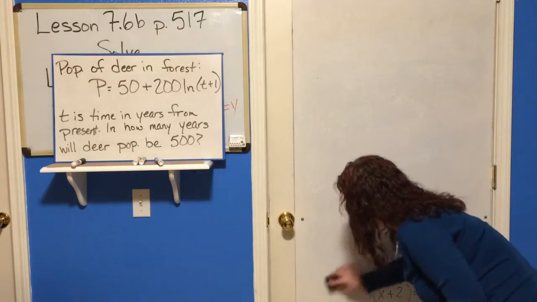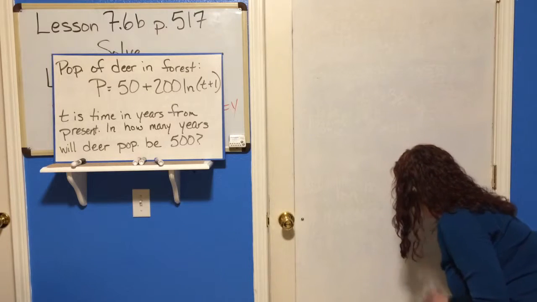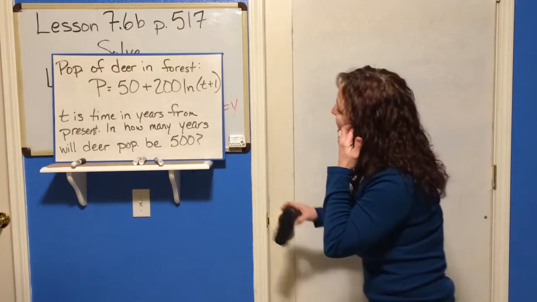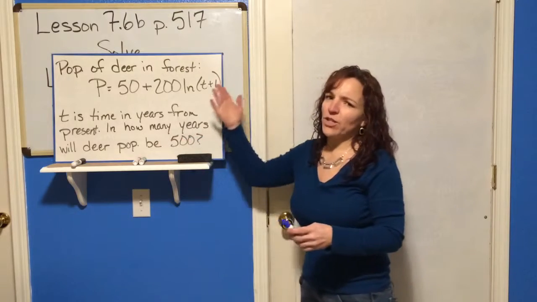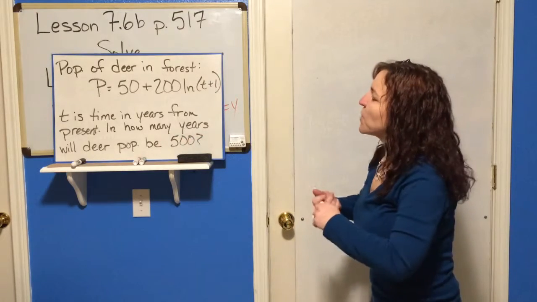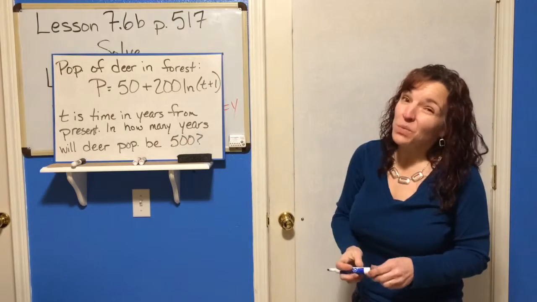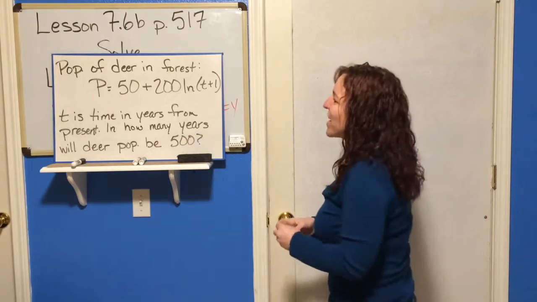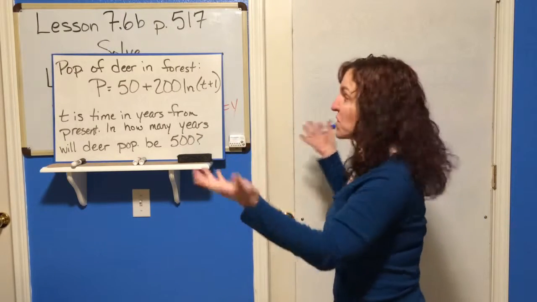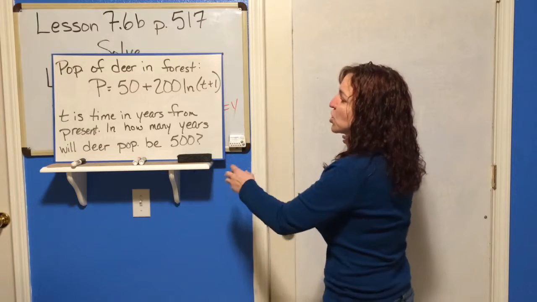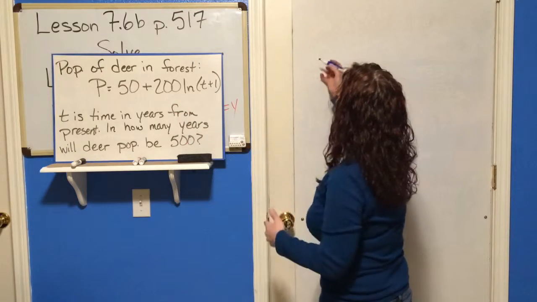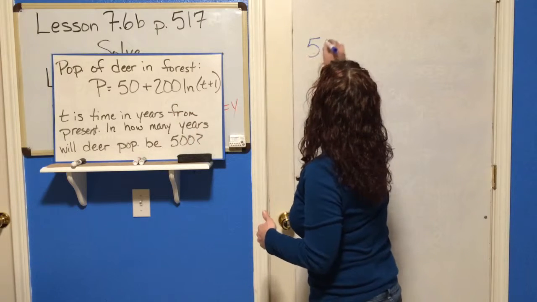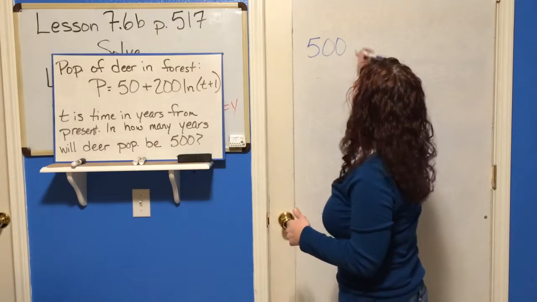So once again, a lot of times with exponential or logarithmic equations, they have to give you the equation. That's just part of the deal. So it makes it really simple for solving, because all you have to do is plug in numbers and then be able to solve it. So we want the population to be 500, so let's put in 500 for the population.